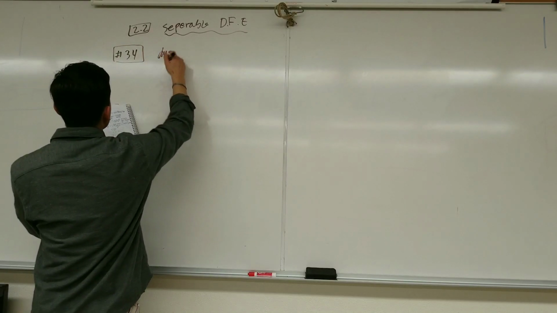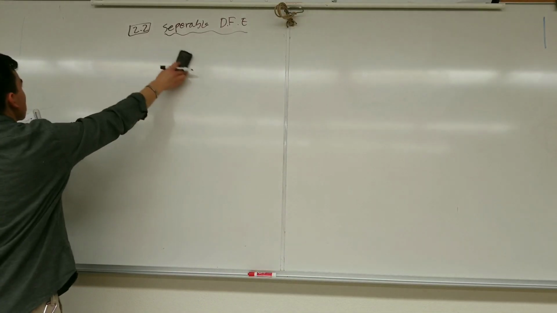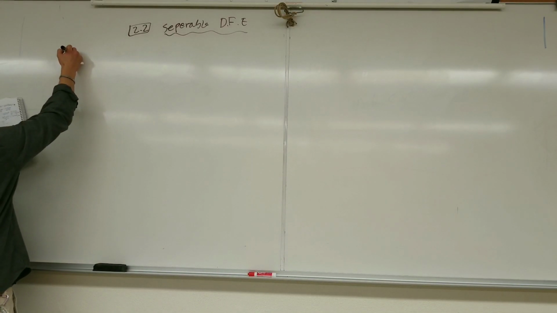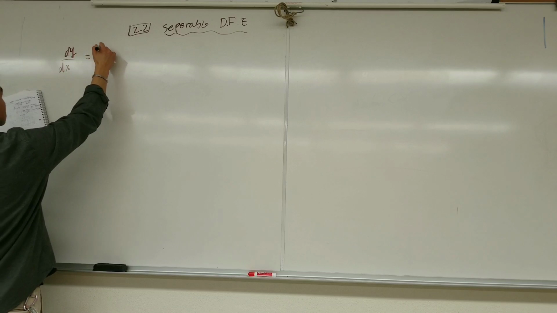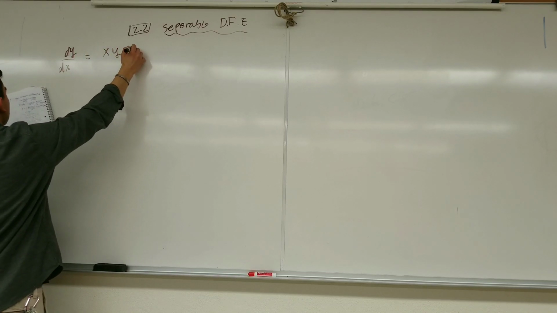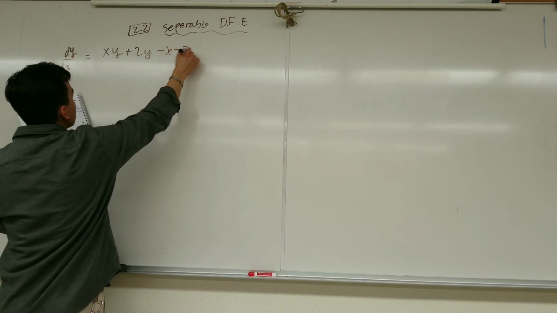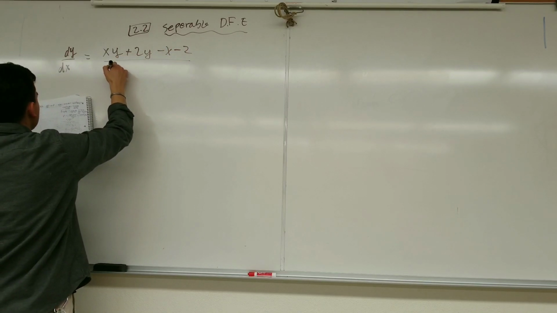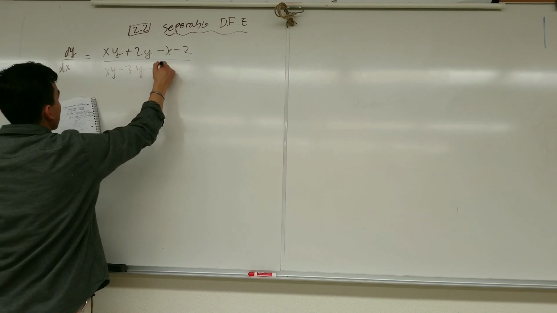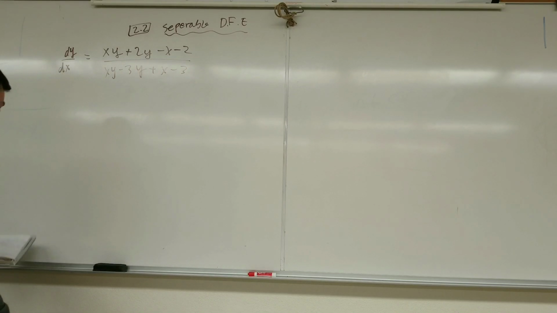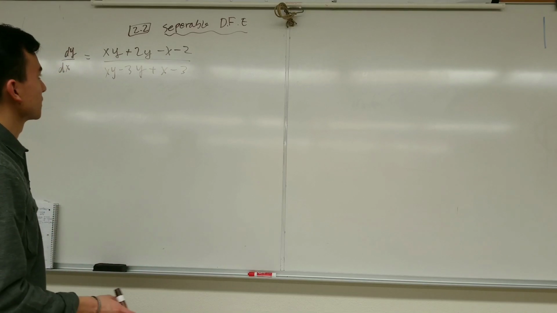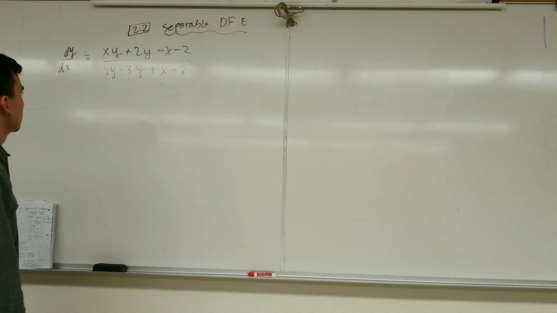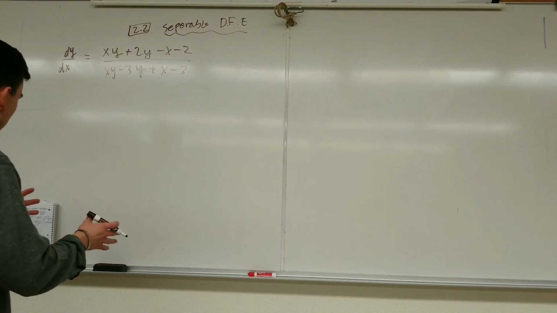We have dy. Actually, we should probably move it over. We have dy over dx is equal to xy plus 2y minus x minus 2 over xy minus 3y plus x minus 3. And if you're thinking, oh God, what do I do? And how do I solve this using the separable differential equation method? Well, that's going to be simple if we just rearrange stuff.